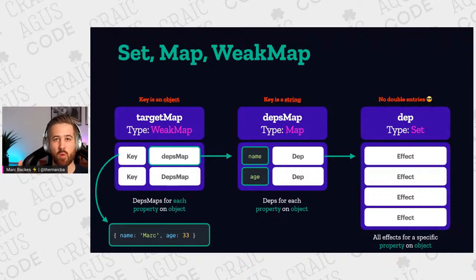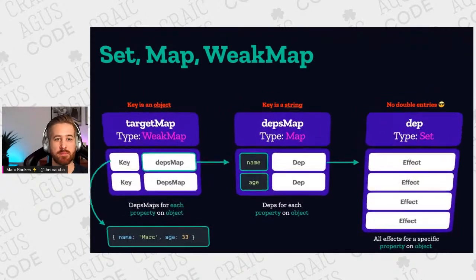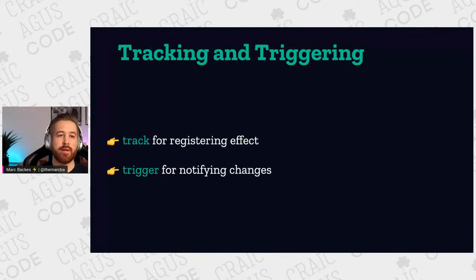So this is how Vue 3 handles things, and we are going to use the exact same naming as Vue 3 does. One last thing for the terminology: tracking and triggering. We use the word track when we want to register an effect, so we add an effect or the function to the set. And trigger is when we notify all the effects that are registered in our set.